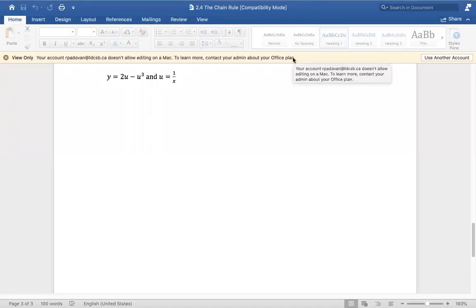Okay, so you've had a little bit of time to work on this now. Let's see how you did. We were going to figure out dy dx by separating it into dy du multiplied by du dx. So let's write down the derivative of y with respect to u, dy du. The first part would be 2 minus 3u squared. Correct? That would be the derivative.